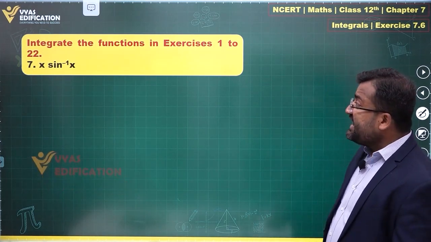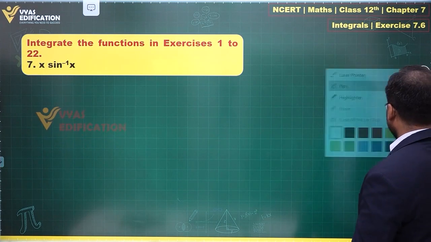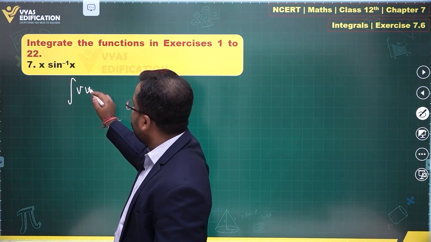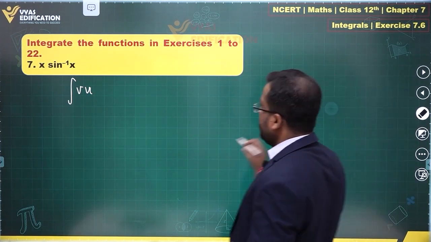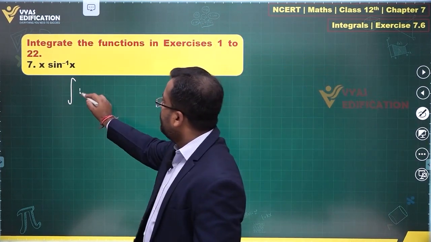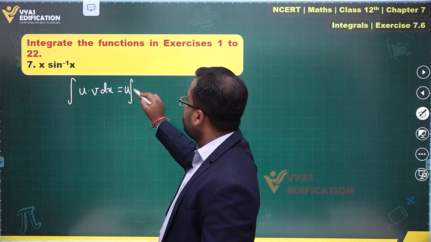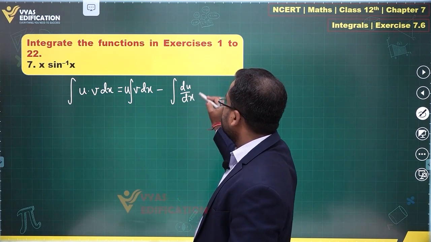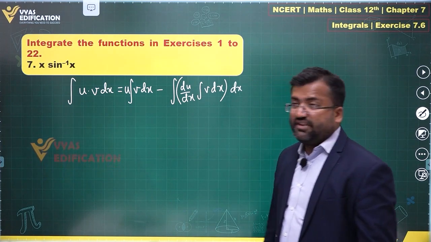In the seventh question, we have x times sine inverse x. There's an inverse function and there's an algebraic function, so you know what to do. Integral of u times v dx is equal to u times integral of v dx minus the integral of the derivative of u times the integral of v dx. This is what you have, right?